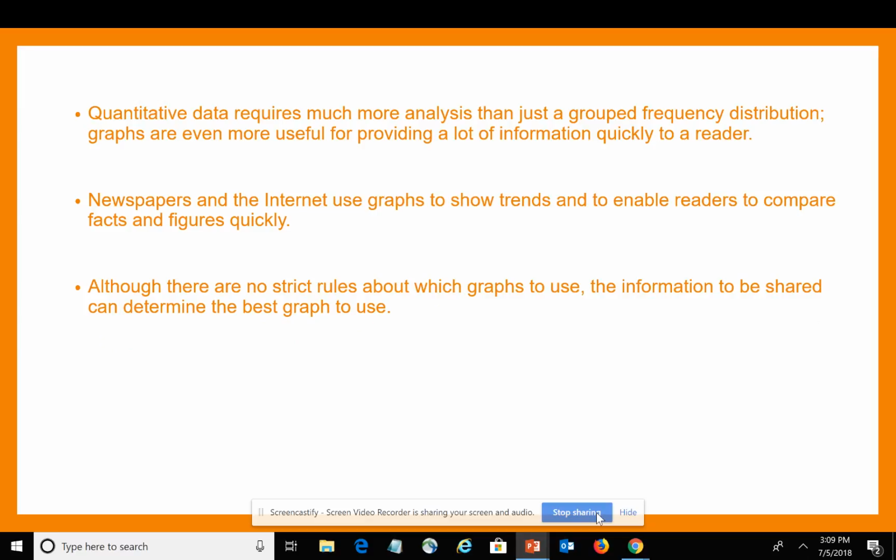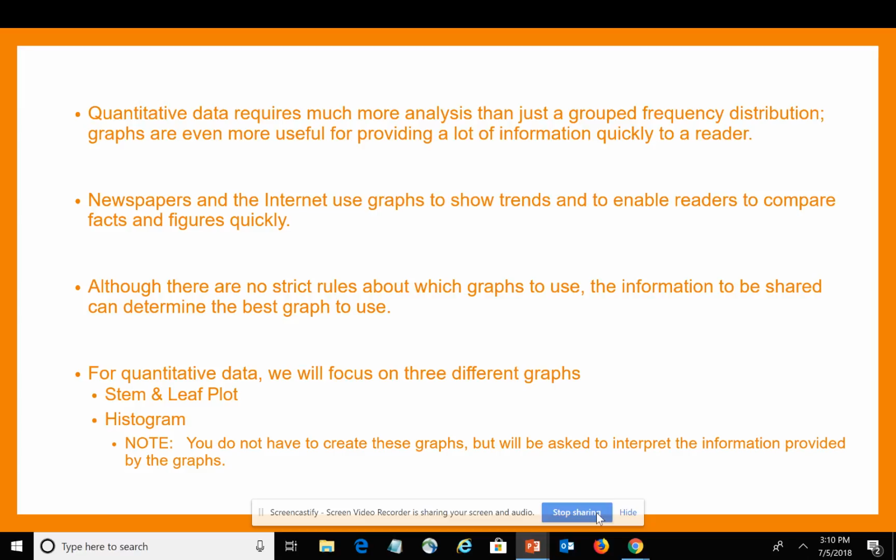And there's really no strict guidelines about which graphs we should use when, but sometimes you can think about the information you want to share, and that could help you to decide which would be the best graph to use. For our discussion on quantitative data, we're going to focus on three different graphs. The first is a stem and leaf plot, second is a histogram, and then third is a box plot. Now, in terms of the stem and leaf and the histogram, you don't necessarily have to know how to create one of those, but you will be asked to interpret the information that's provided by those graphs.